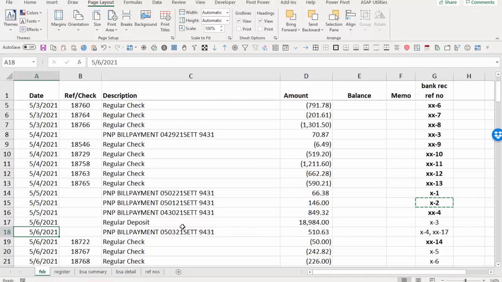On May 6th, there was an online payment for $510.63. The description tells us that a portion of it was from the current month, May 3rd, but it also includes an amount that was in transit at the end of April. So the portion that is affiliated with the payment received in May is denoted by X4. The portion that is in transit as of April 30 is denoted by XX17.